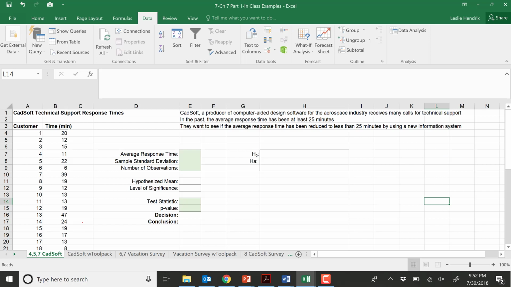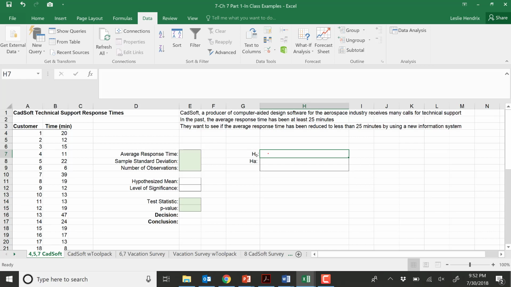Okay, so here we are in Excel. So let's go ahead and start doing these examples in Excel. All right, so first, let's go back and revisit the CADSoft example. We'll just do it one more time so we can fill in our in-class examples worksheet.